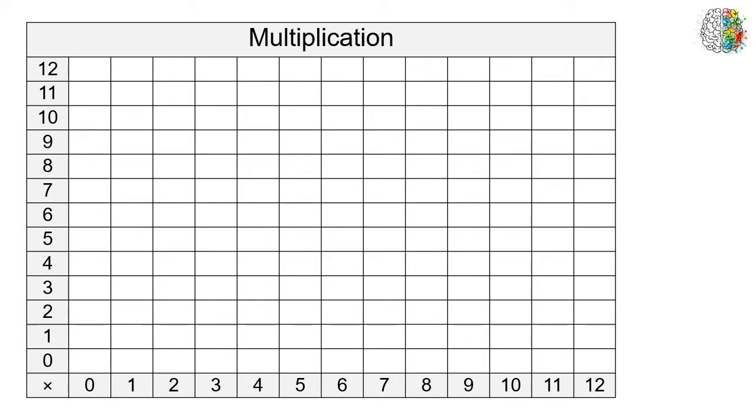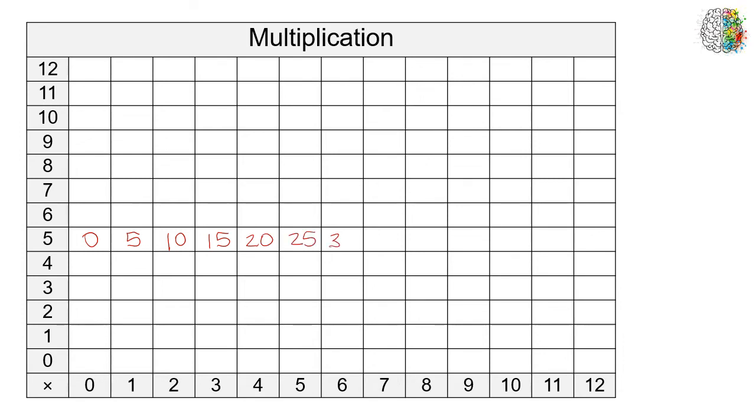Multiplication works the same way. So let's go ahead and do some multiplication. Let's do our 5s. So 5 times 0 is 0. 5 times 1 is 5. 5 times 2 is 10. 5 times 3 is 15. 5 times 4 is 20. 5 times 5 is 25.